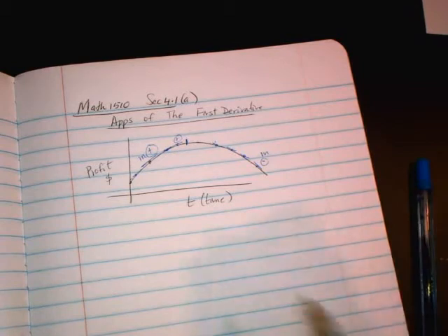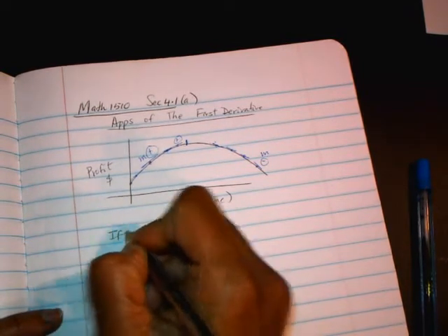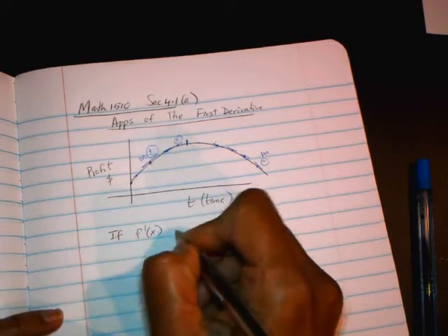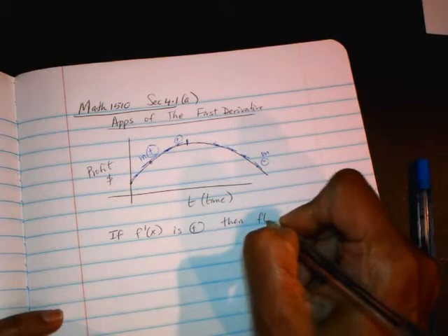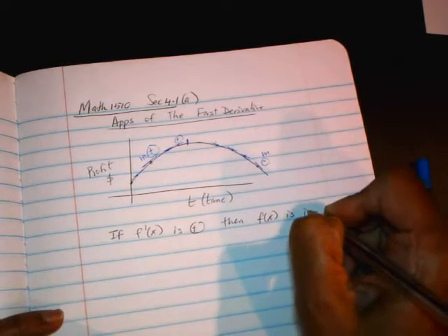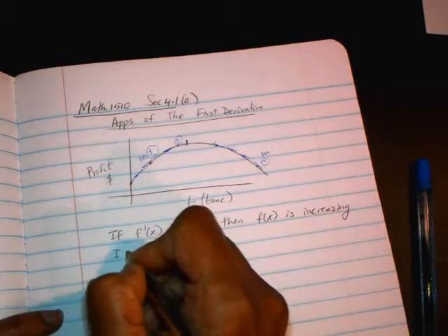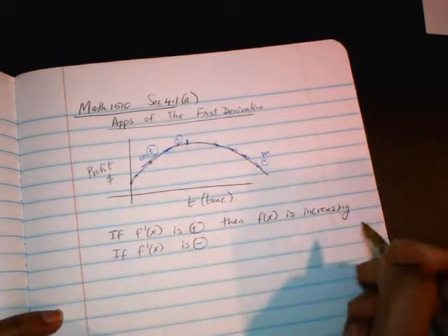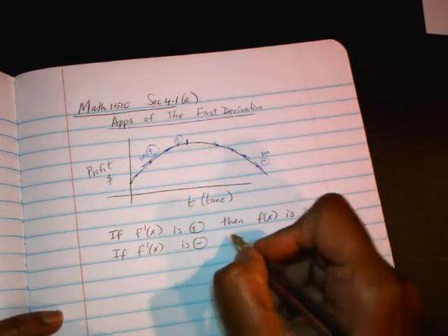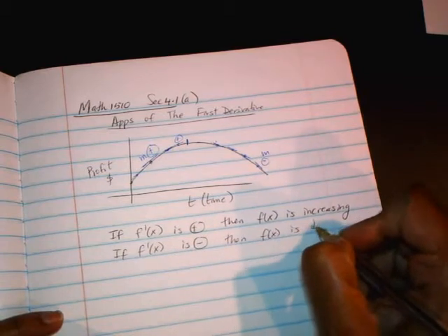In terms of derivative, what we have here is the statement that if f prime of x is positive, then f of x is increasing. If f prime of x is negative, or the tangent line slopes are negative, then the function f of x is decreasing.